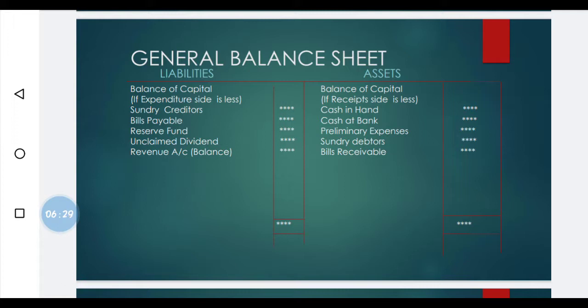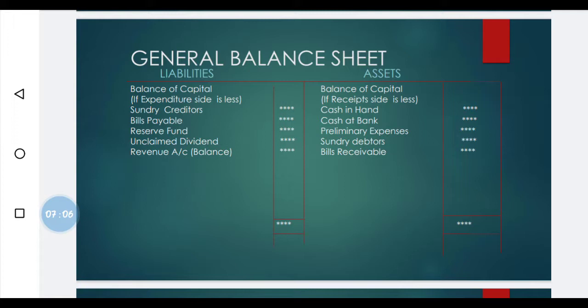You have to take both amounts: the total amount of the expenditure side and the total amount of the receipt side. You have to take the current liabilities on the liability side, that is sundry creditors, bills payable, reserve fund, unclaimed dividend, and revenue account balance if it is given in the sum. Next, on the asset side you have to take the current assets: cash in hand, cash at bank, fictitious assets like preliminary expenses, sundry debtors, bills receivable, etc. So this is the general balance sheet.